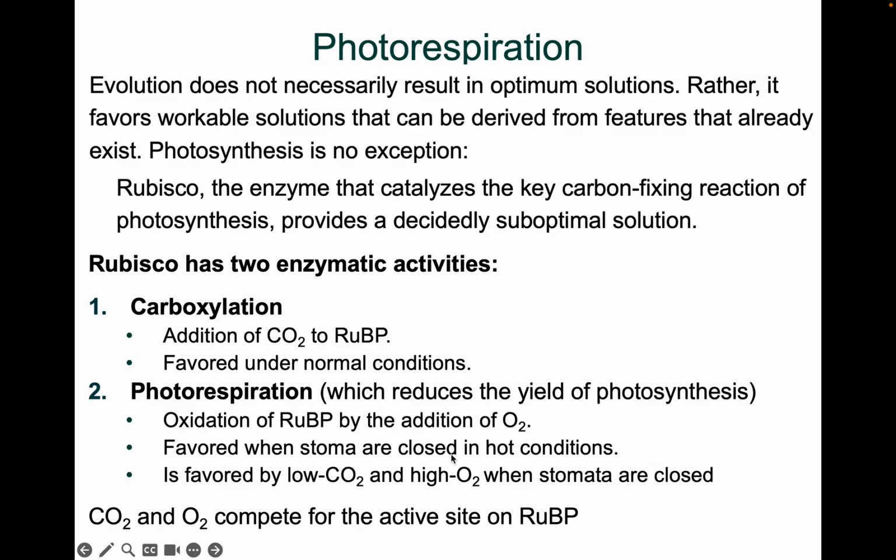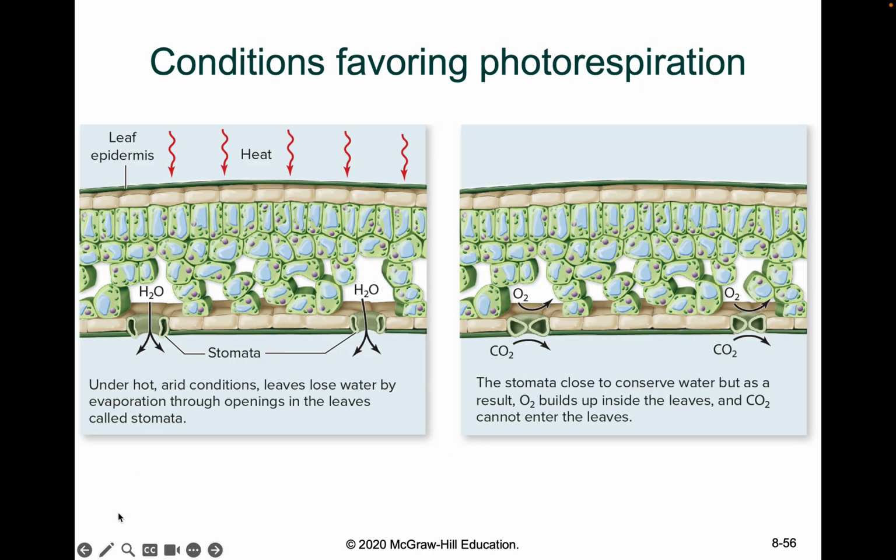So when do you see conditions where you have more carbon dioxide than oxygen or more oxygen than carbon dioxide? Hot temperatures. Remember, guys? So we said when the temperature is exceeding, let's say, 28 degrees, this is very dangerous because it really makes the plants lose a lot of water. So what is going to happen is that they're going to close the stomata.